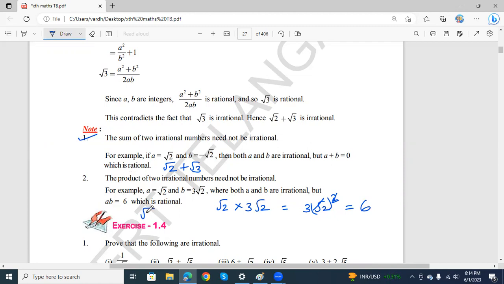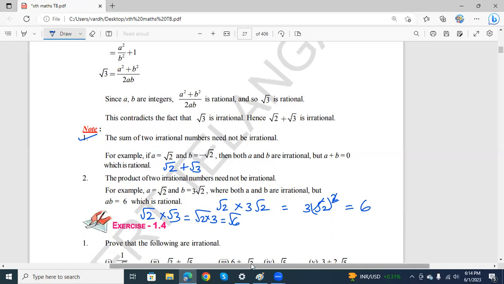root 2 into root 3 simply, two irrational numbers, if you take the product, you can multiply 2 into 3, root 6. Okay, this is irrational. Sometimes you will get the result rational, sometimes you will get the result irrational. So the product of two irrational numbers need not be irrational always.